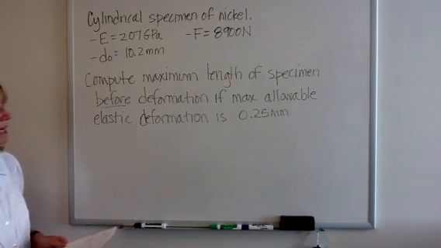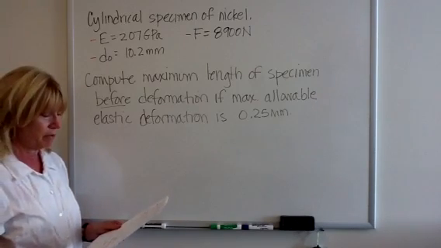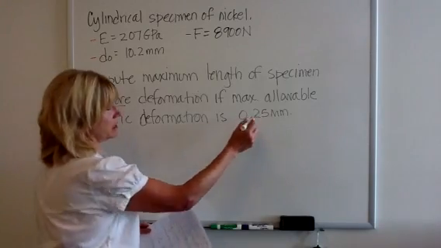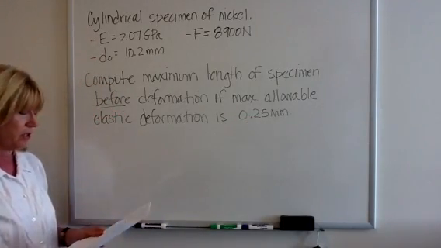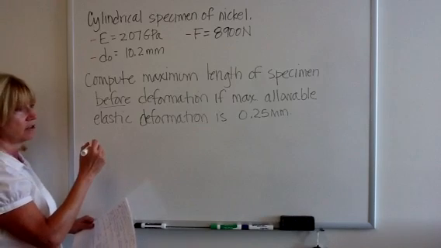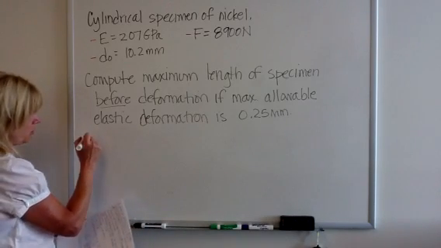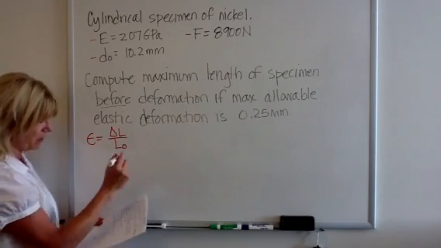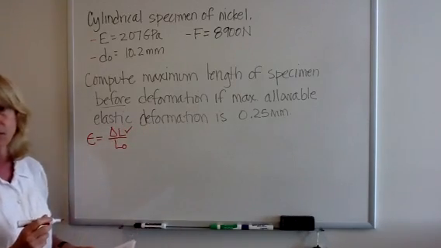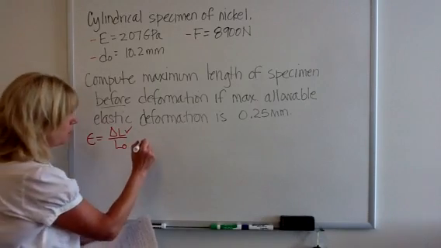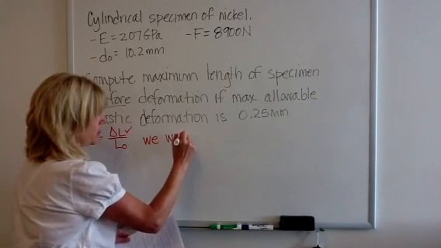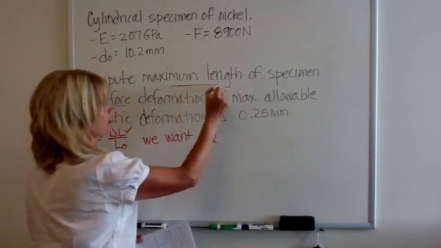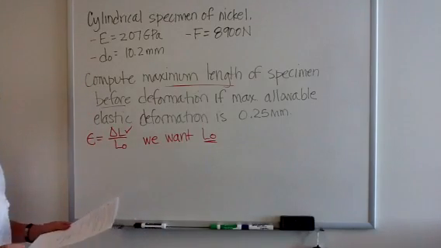We've been asked to compute the maximum length of the specimen before deformation if the maximum allowable elastic deformation is going to be limited to 0.25 millimeters. So we have to go through and look at what we know. The strain is equal to the change in length over the original length. That's going to be our maximum allowable deformation, delta L. Out of that equation, we want L naught, the maximum length of the specimen, associated with that.